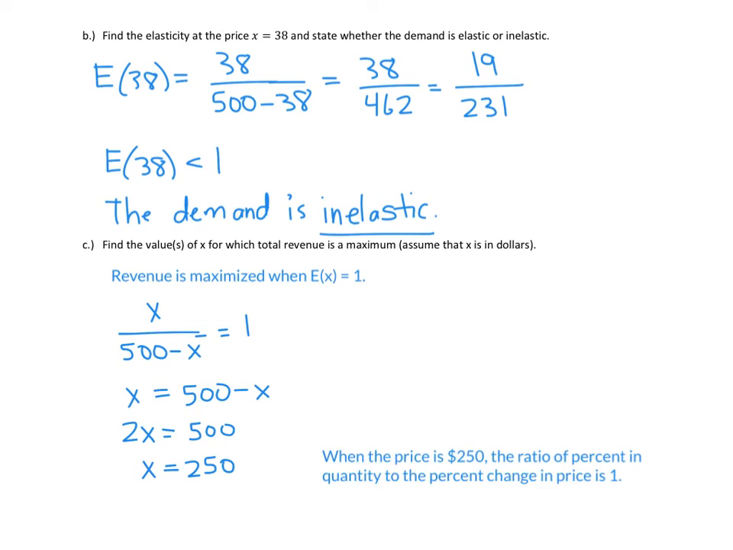So when the price is $250, we have a total revenue that is maximized, and we can also say that the ratio of the percent change in quantity to the percent change in price is 1. And that is what the elasticity of demand is. It's the ratio of the percent change in quantity to the percent change in price. And when that is equal to 1, we have unit elasticity, and the revenue is maximized.